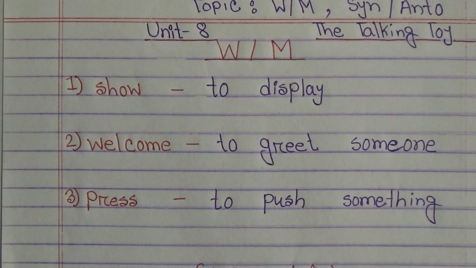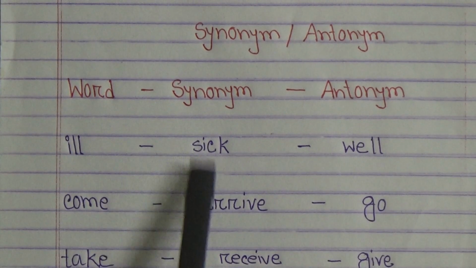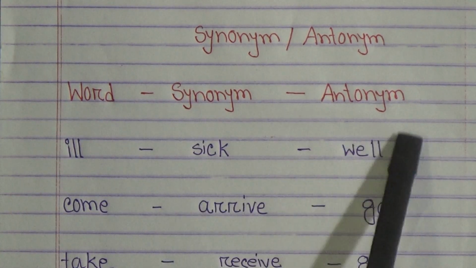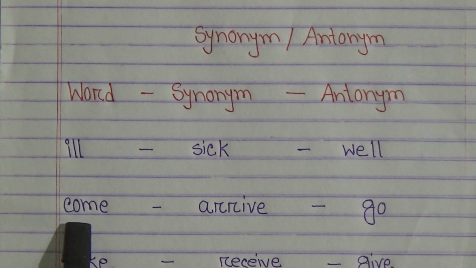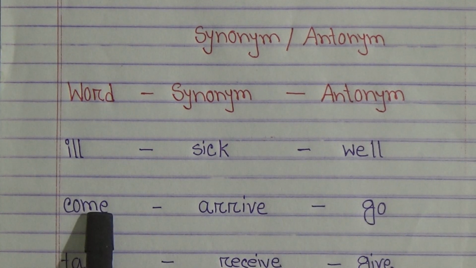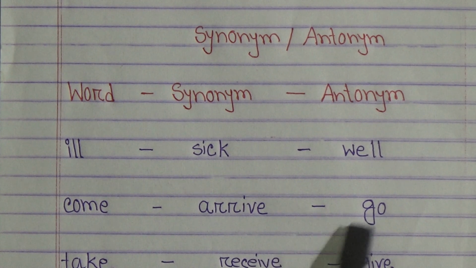Next topic, synonym and antonym. Here, first you have to pick up the word, then write the synonym, then write the antonym. Word: ill. Synonym is sick and antonym is well. And number 2, come. Main word is come, synonym is arrive and antonym is go.